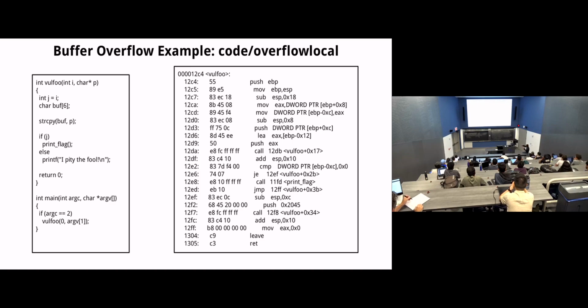If you run the program, what you input after the program name will be in argv1, and that will be given to vol_foo, which is a vulnerable function. The vol_foo takes 2 arguments. One is an integer, another is a pointer, which is basically a string. The first part is an integer, and the integer is hard-coded. It's not really used here. What we can control is this. There is a local variable j. J is initialized to i, which is 0. So when this function executes, j is 0. After that, there is a buffer, a 6-byte buffer.